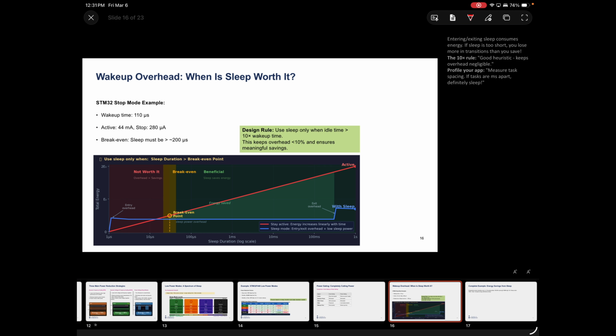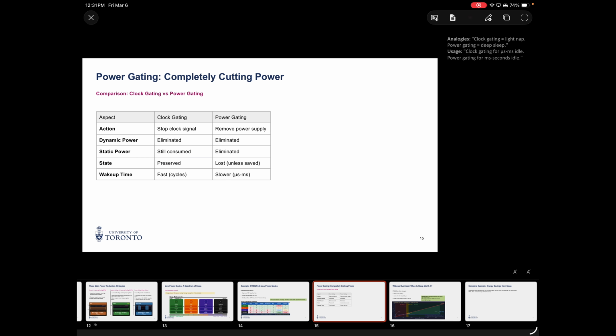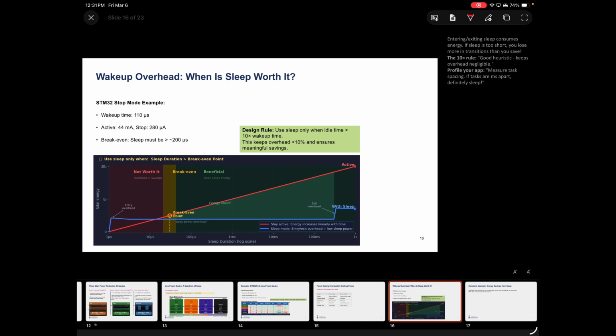It's not worth it. For example, if the wake-up time is, let's go back to this. Here, the wake-up time is, let's say, 110 microseconds, right? And your system, let's say, is going to be idle for every 200 microseconds, it has to wake up to send the data. Then just don't do it. It's not worth it, right?